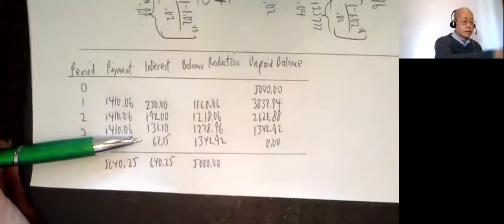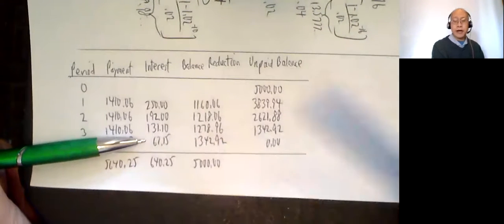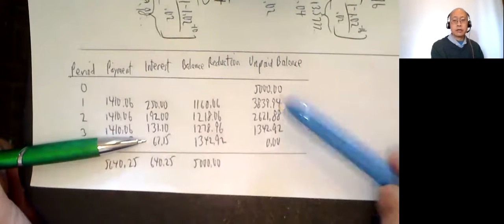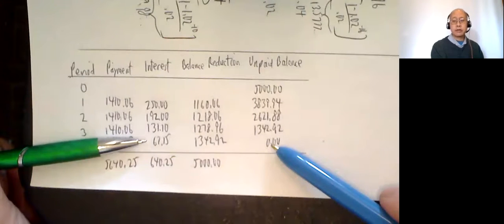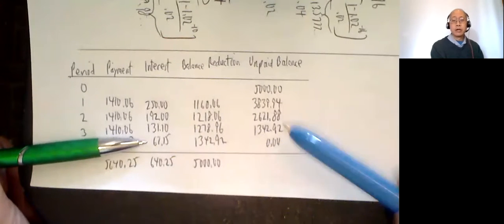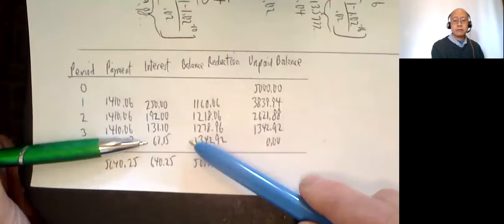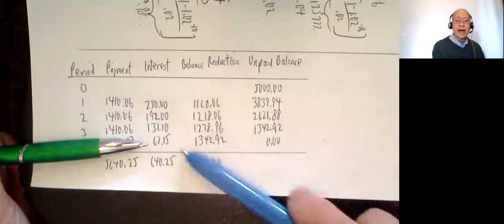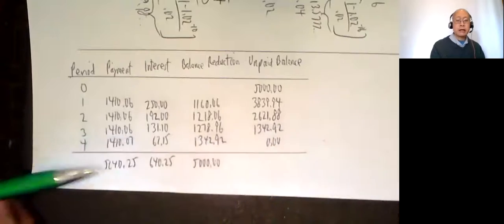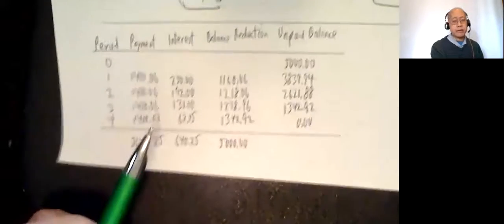Okay, so this one always matches this. You're paying off the loan, right? So if you pay off the loan, the balance reduction has to match this, 1,342.92. So then you end up with 0 at the very end. Okay, take 5% of this, round it off to 67.15. Now you add these two, 1,410.07. So for the last payment, you end up paying 1 more penny.